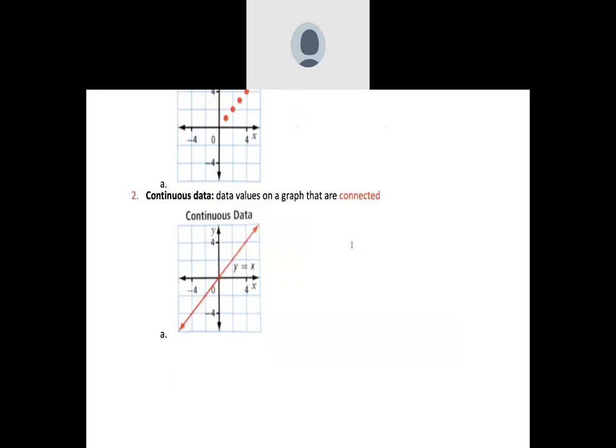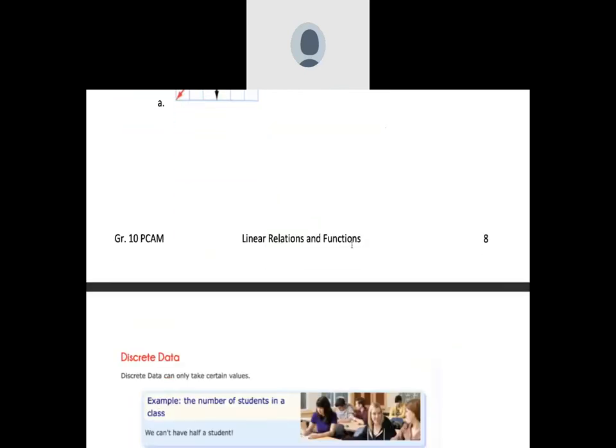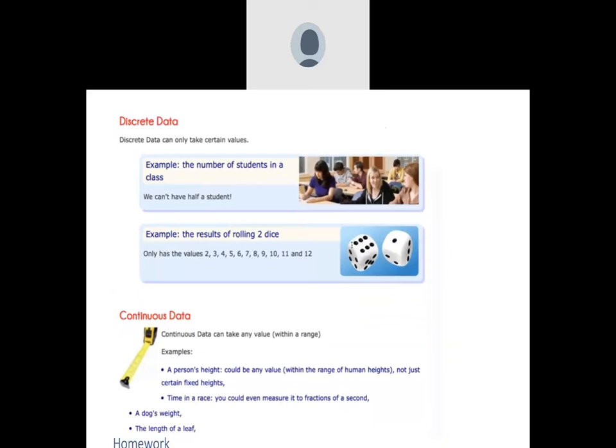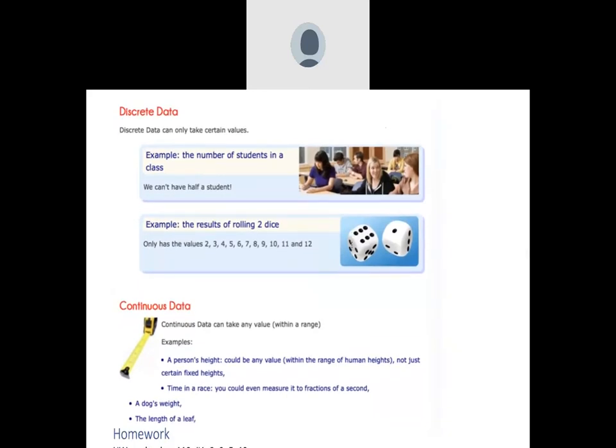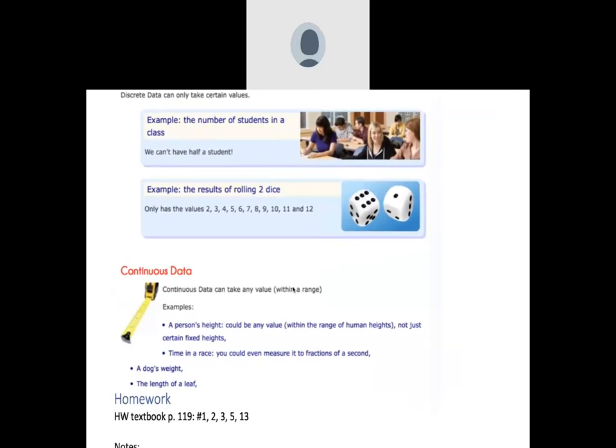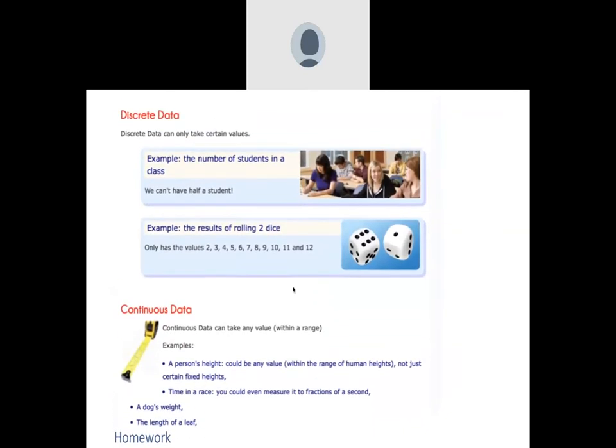So that's the graphical representation of that. On the next page, I have some examples for you. Discrete data can only take certain values, like the number of students in a class, or the results of rolling 2 dice. Those are situations where you cannot have decimals. Whereas continuous data, like a person's height as they get older from baby to adult, is going to have decimals within that. Time in a race, a dog's weight, the length of a leaf, all those types of things are continuous data. Those can have all the decimals connected, whereas discrete I don't connect, because often you don't want those numbers in between because they don't make sense.